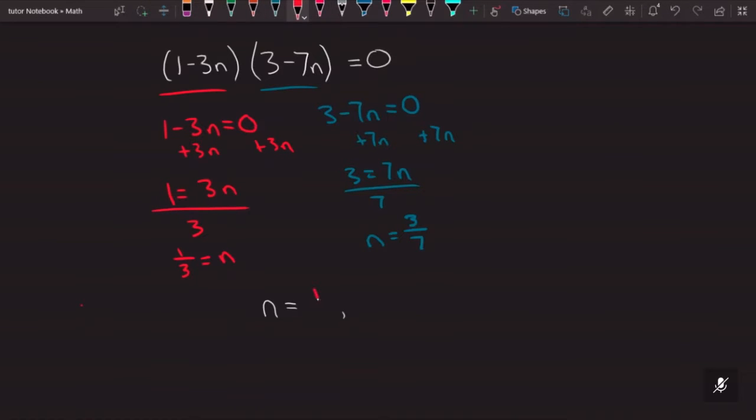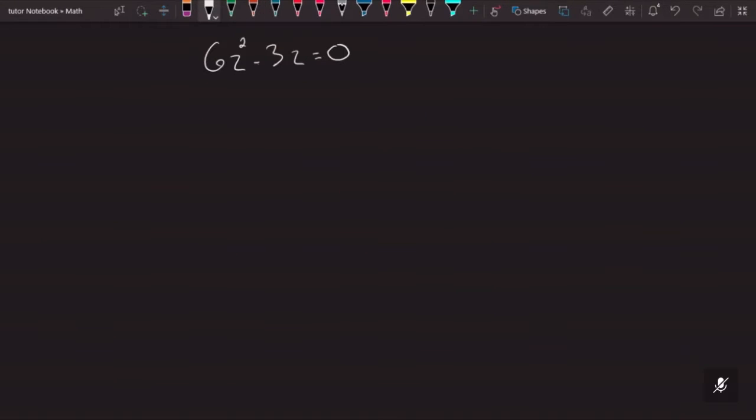And if you were to substitute either of those values for n back into the original equation, you would find that you would get 0 equals 0. So that's a good way to check your work. So the next example we're going to be looking at is a little bit different. It just has two terms, and we're going to actually have to factor the equation.